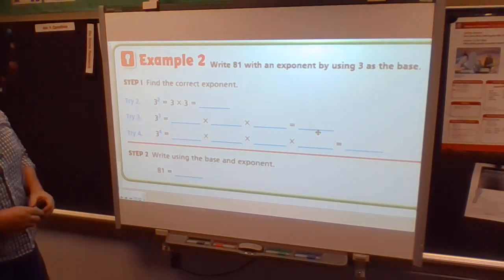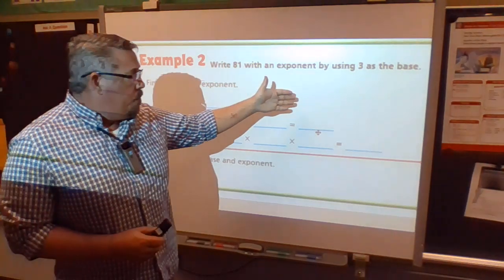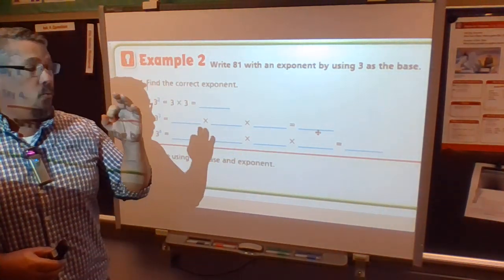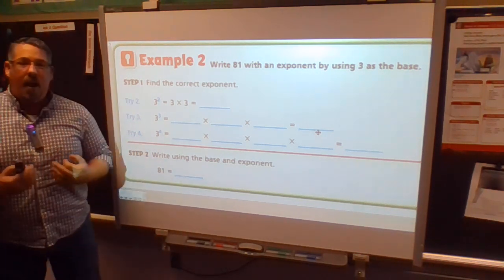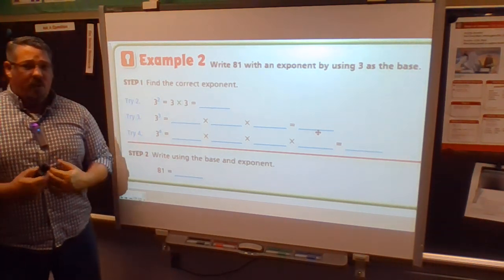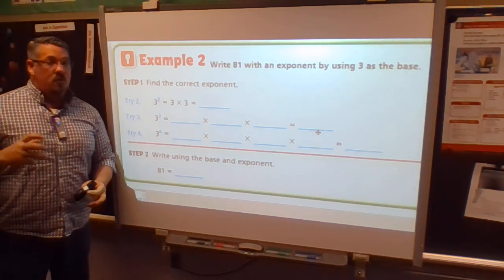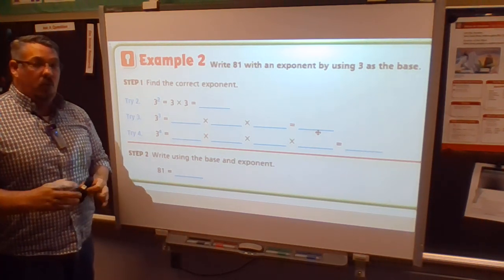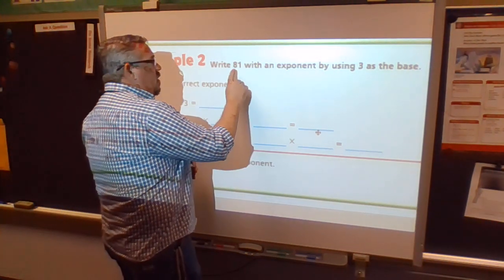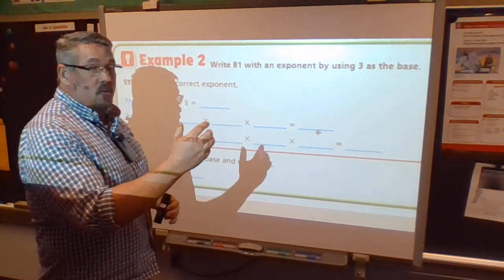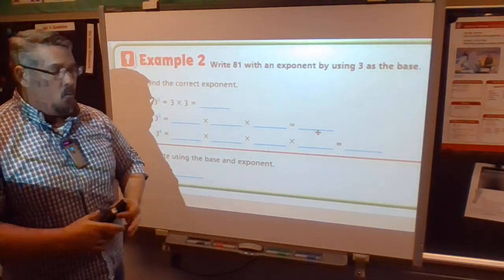All right, so now let's look at this one. It says to write 81 with an exponent by using 3 as the base. So the first question that I would always have is, will 3 go into 81 evenly? I have to go all the way back to the first 2 weeks of school when we did our divisibility rules. We said that if I take the number 81 and add the digits, 8 plus 1 equals 9. Does 3 go into 9 evenly? And it does. So this will work.